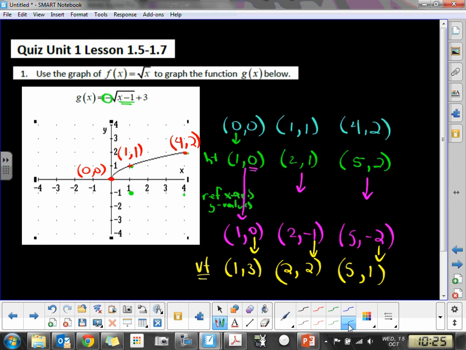So 1, 3, so the 1 up 3, 2, 2, there, and then 5, 1. So that's going to go over a little bit off our grid, so I'm going to approximate about the same 1. And there's the shape of our transformed graph. So that's how I do it using those ordered pairs.